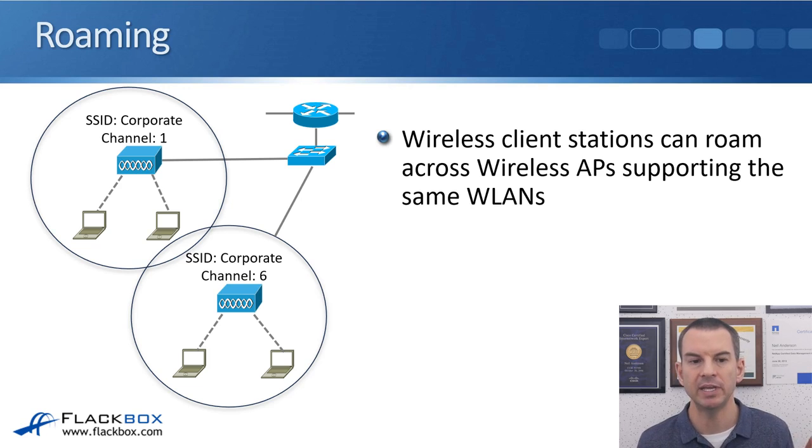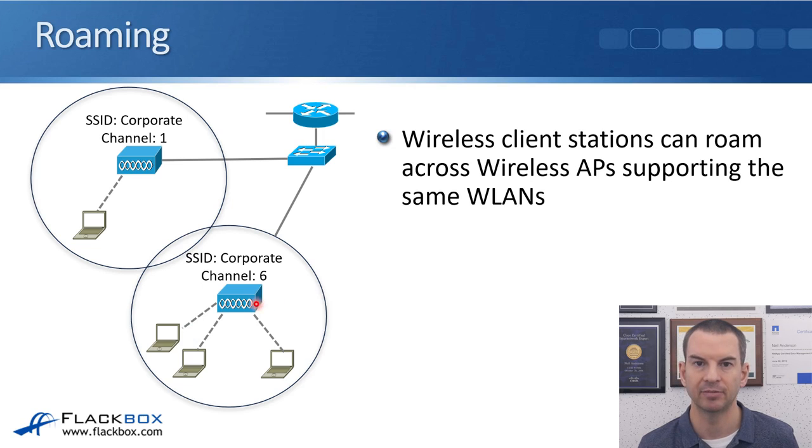And finally, we have got roaming. Wireless client stations can roam across wireless APs supporting the same WLANs. So in our example here, we've got our laptop here, which is currently connected to the first AP. If you're on that laptop and you're wandering about the building with your laptop, then your laptop can roam to other APs like that. Okay, that was everything that I needed to cover here.